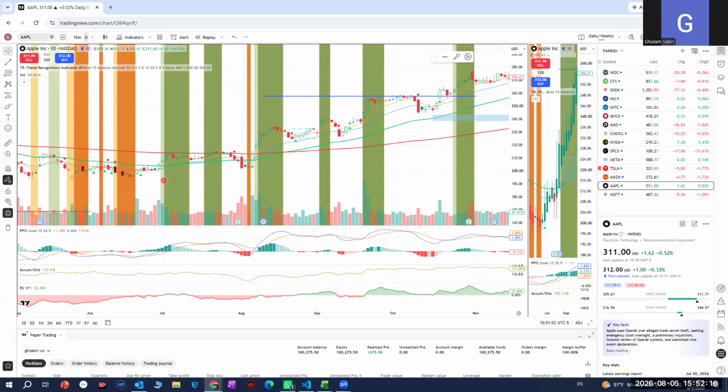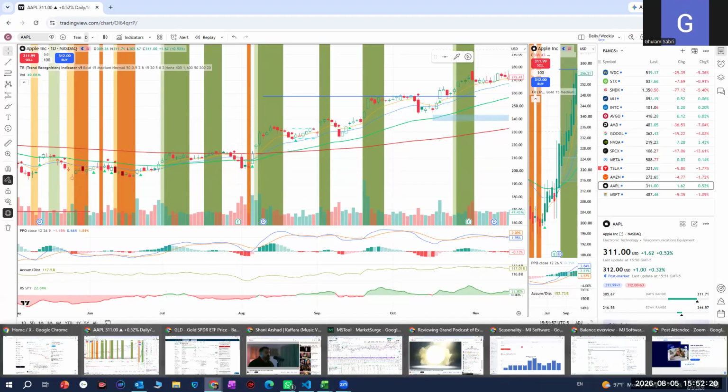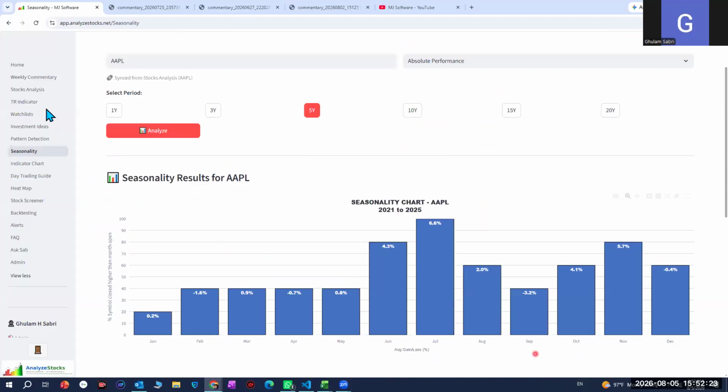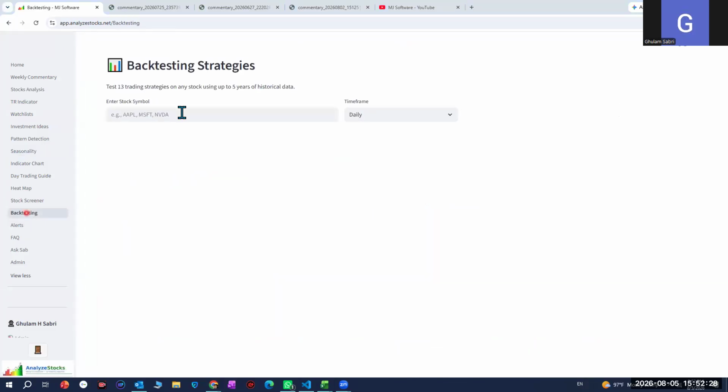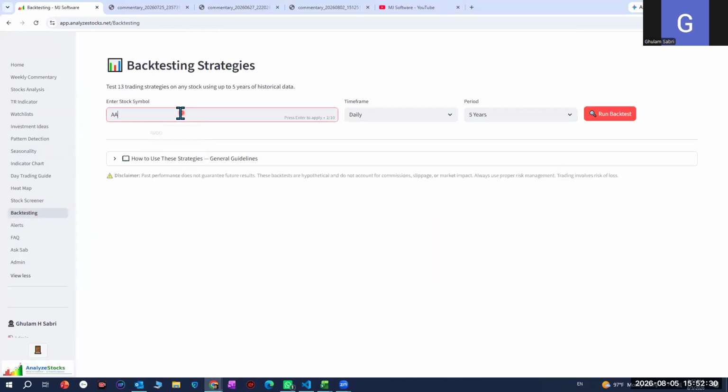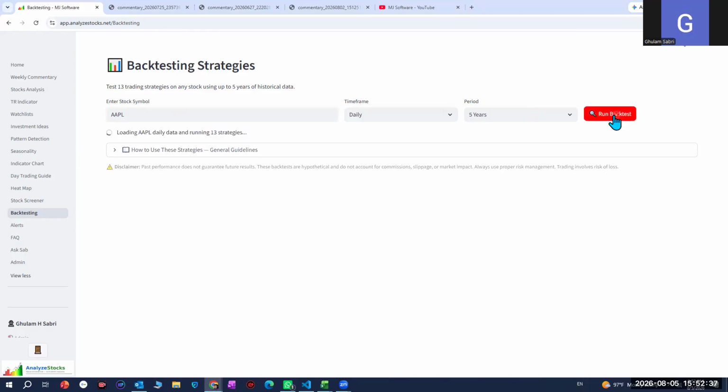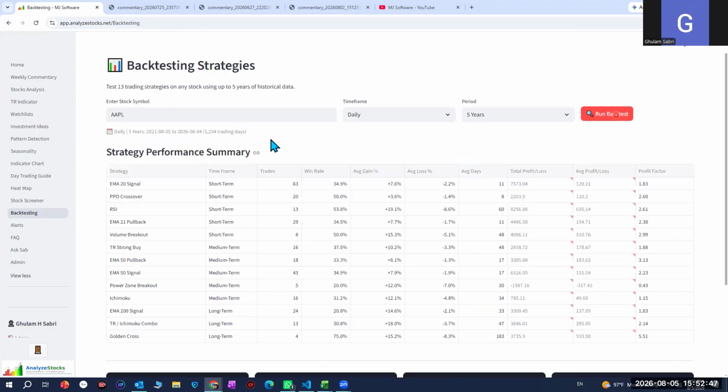Now, let's go back to our software. Here is a page known as backtesting. I want to know, among the 13 strategies that we have on our software, which is the best strategy for the last 5 years on the daily time frame. Run this backtest. This is a very important feature of our software. Now it is running, going back 5 years and testing all those strategies to check where the best strategies and best points are.